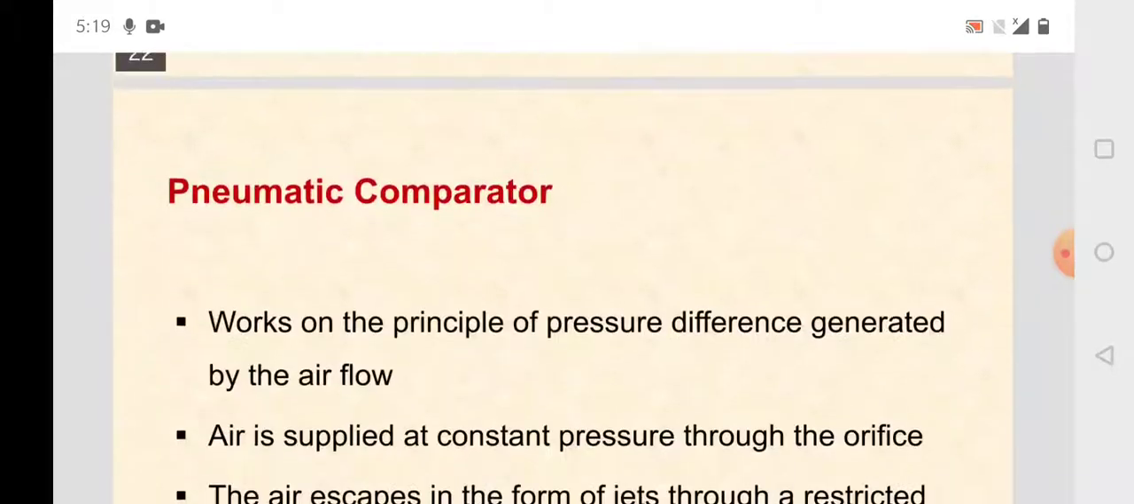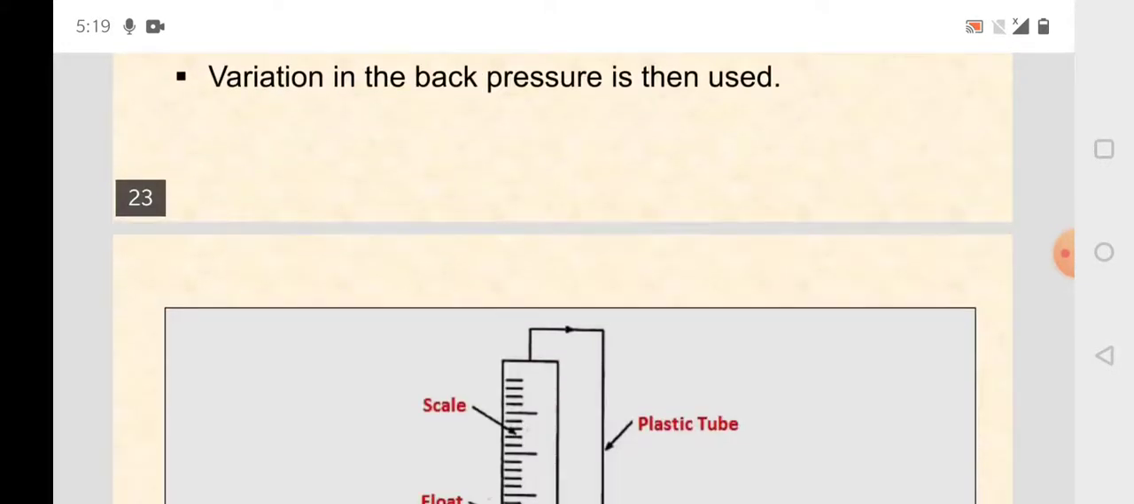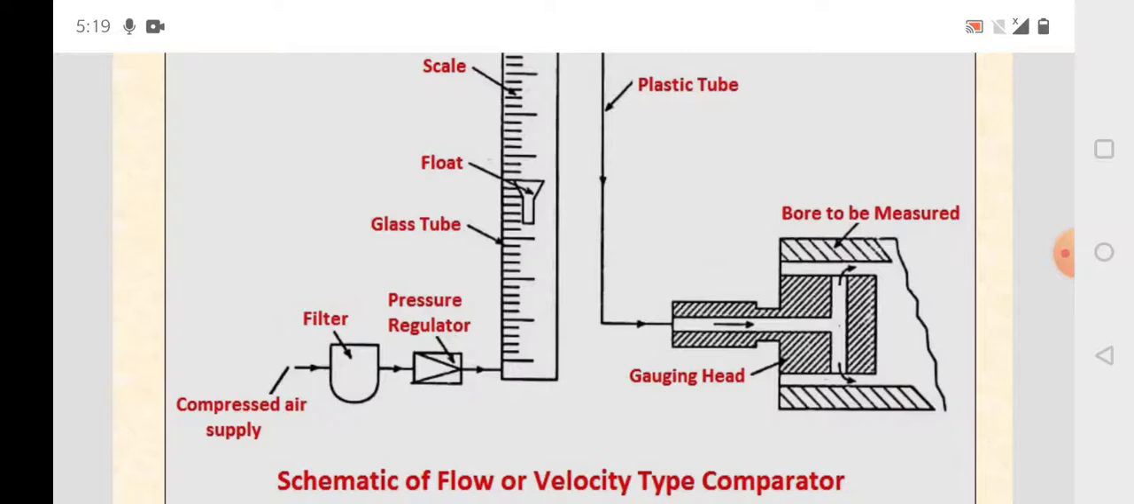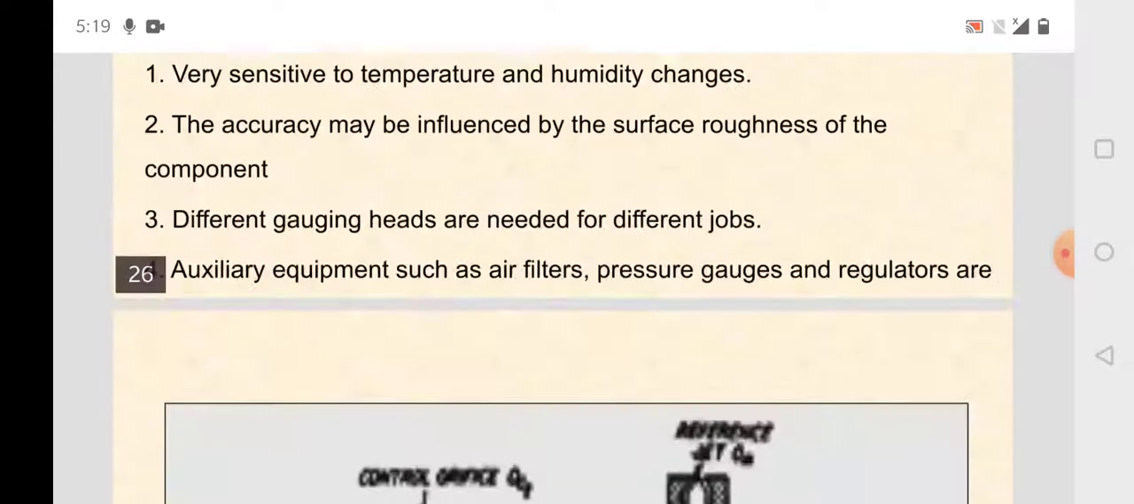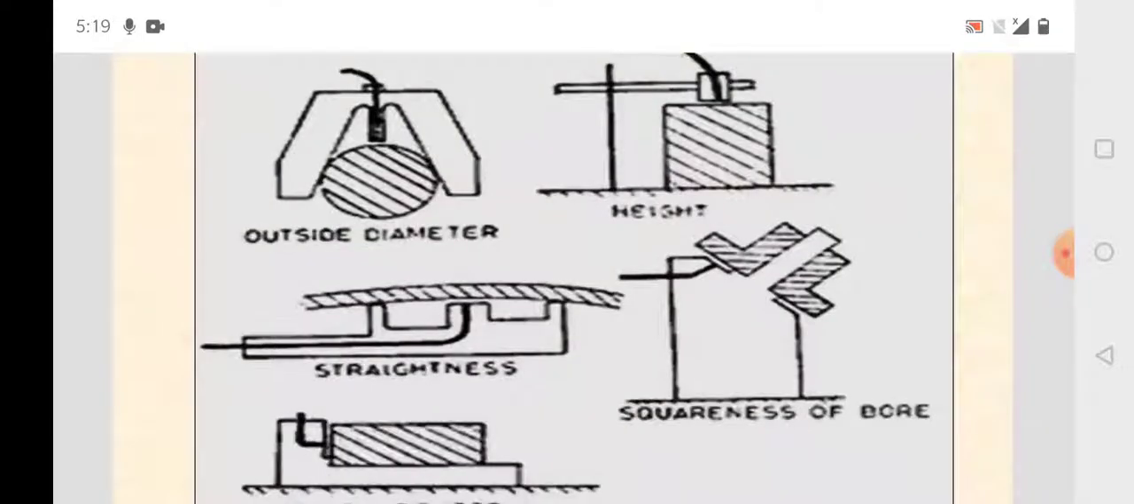So these are the comparators used to check the linear dimensions of the workpieces. Next time we will see the angular measurements.